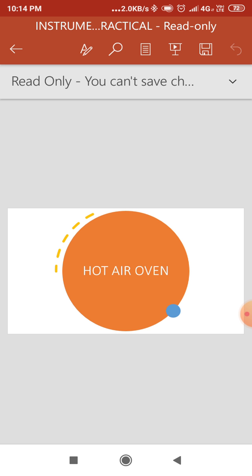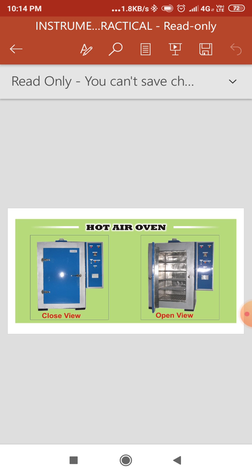Now we will see the hot air oven. So what is the hot air oven? See here, this is the hot air oven. It is also present in our lab, and it is used for dry heat sterilization, isn't it? Autoclave is for moist heat sterilization, incubator is for providing the appropriate temperature for the growth of the organisms, and hot air oven is for dry heat sterilization.